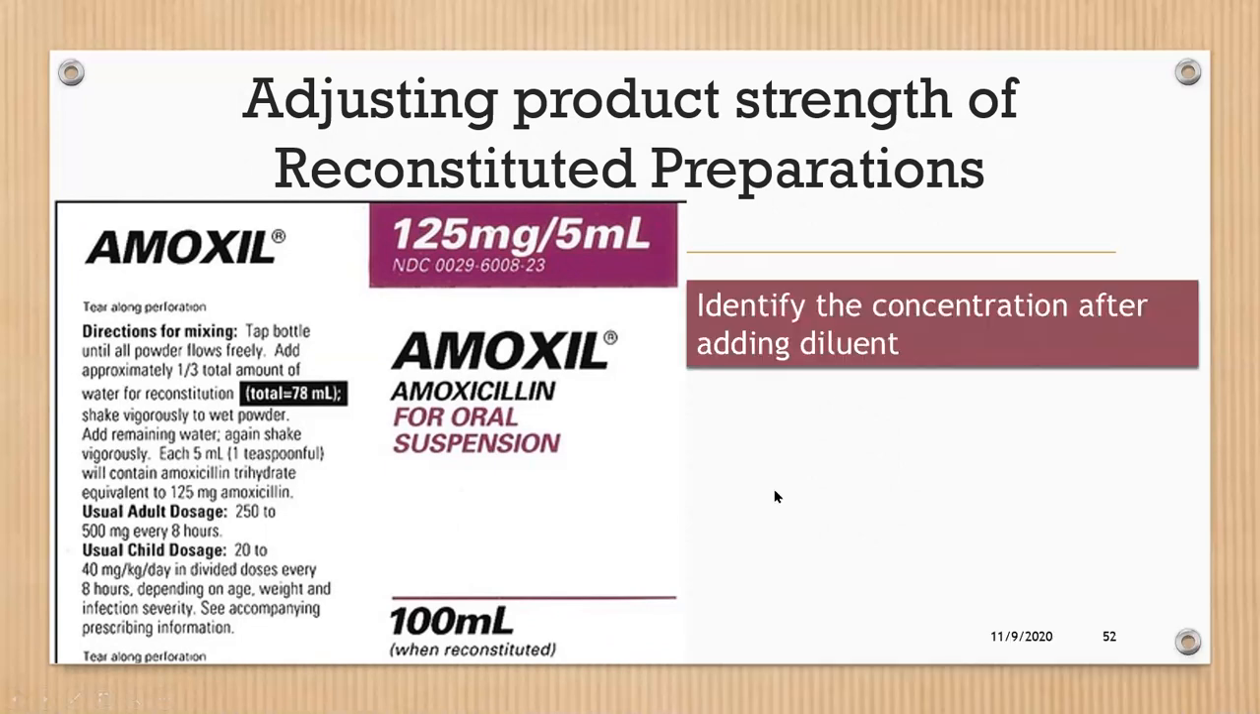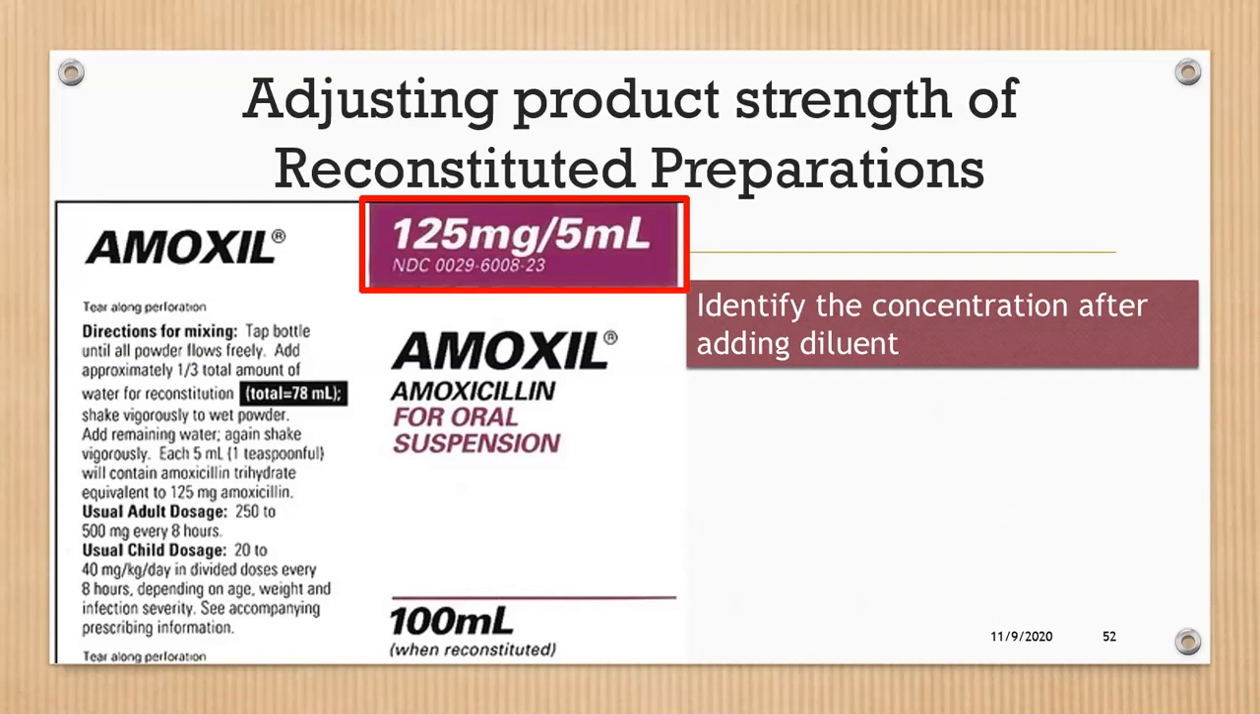So when we look at this label, we need to identify certain very important things on the label. Okay, we identify first the concentration. And the concentration says 125 milligrams per 5 mL. It means that every 5 mL of amoxicillin suspension is going to contain 125 milligrams of amoxicillin.